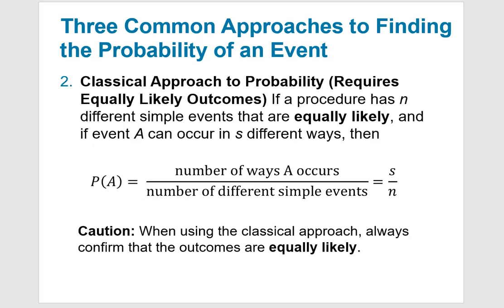The second is called the classical approach to probability. It is important to note that this requires that every outcome is equally likely. So like if you have a loaded die, the sides aren't equally likely to show up, so you can't use this approach in that case. This is only for procedures where every event is equally likely of occurring. So you just take the number of ways that A could occur and then divide that by the number of simple events that are possible. But again, be cautious. You can only use this approach when all the outcomes are equally likely.